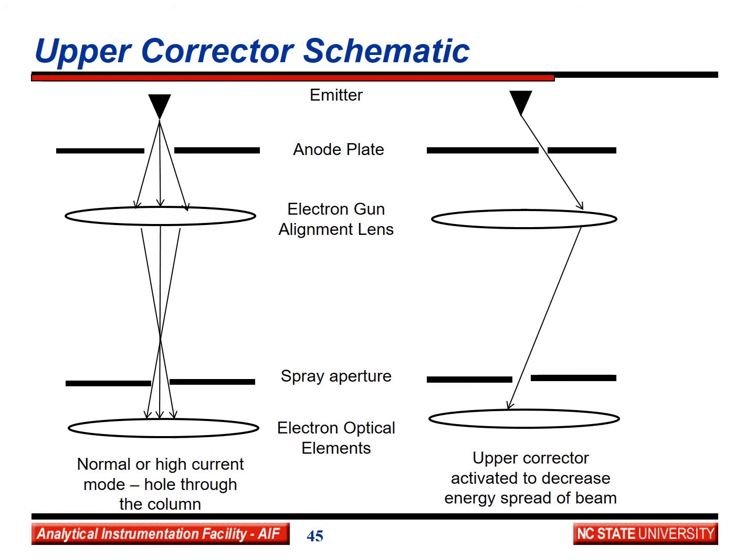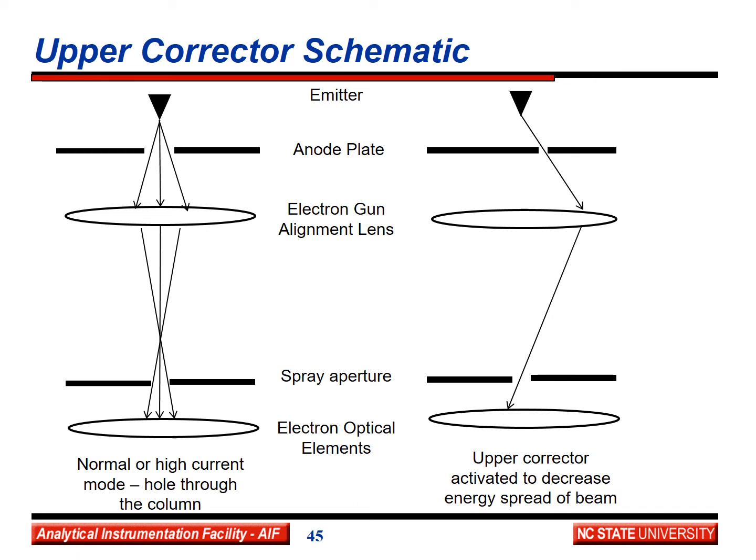Shown here is a schematic of the operation of the upper corrector. The uncorrected condition, shown on the left, is typical for an SEM. In this condition, there is a wide angle of emission from the emitter over which the beam energy can vary. If we reduce the size of the aperture in the anode plate, and the way that we do this is we electronically block the standard hole in the anode plate, and we force the electrons to a slit that's off on the side. The slit is an order of magnitude smaller than the hole in the anode plate.